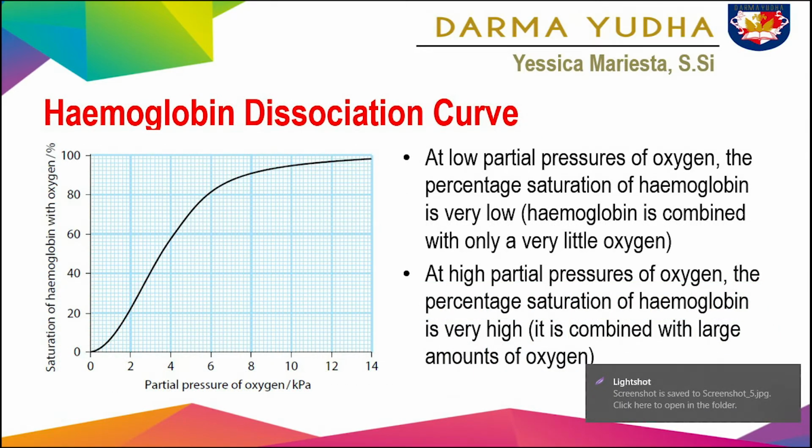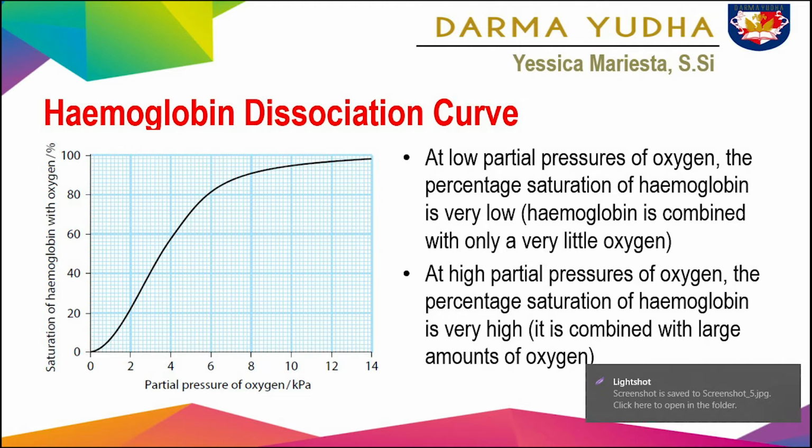The percentage saturation of each sample can be plotted against the partial pressure of oxygen to obtain the curve shown in this slide. This is known as the dissociation curve. The curve shows that at low partial pressures of oxygen, the percentage saturation of hemoglobin is very low. It means that the hemoglobin is combined with only a very little oxygen. At high partial pressures of oxygen, the percentage saturation of hemoglobin is very high, which means it is combined with a large amount of oxygen.